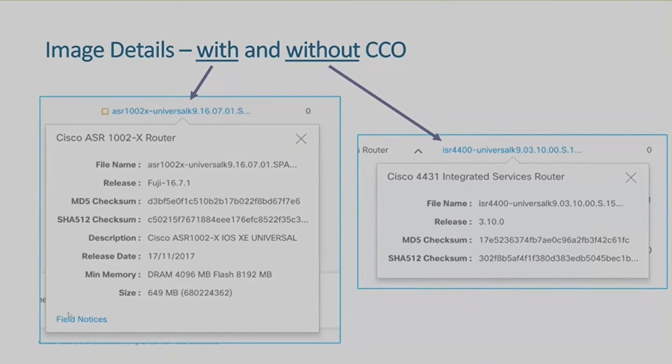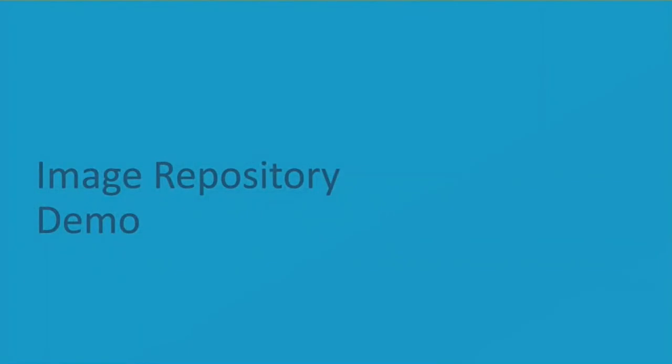And you get this little thing here on the bottom left-hand corner, which I love. It's going to direct you to the field notice for that specific version of code. So you can click on that, and instead of having to Google it or maybe miss one or two attempts to get to the field notices for that particular image, you can just click on this at the bottom, and it will open up the field notice for that specific image so that you can check on that before you proceed to make it golden or before you start deploying to devices. With that being said, I'm ready to hand it over to Mike for the demo.